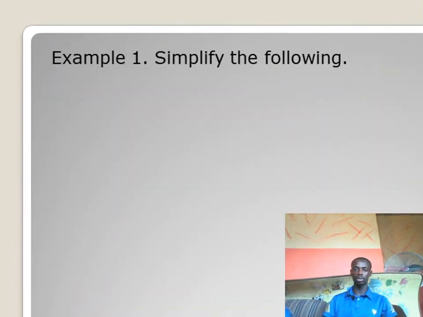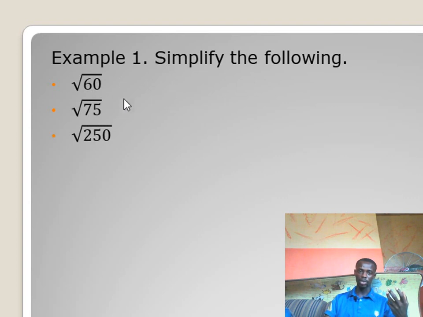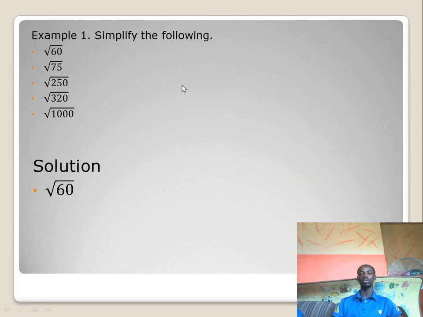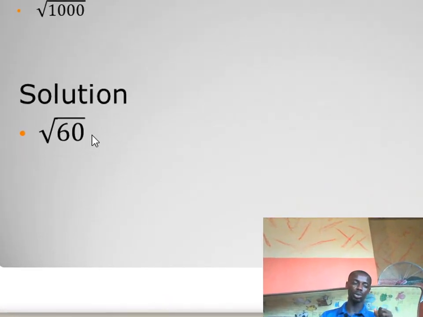Alright, we'll take a few examples. We're going to be looking at how to simplify root 60, how to simplify root 75, root 250, root 320, root 1000. So let's see. Now, 60. I want to simplify root 60. How do we do that?